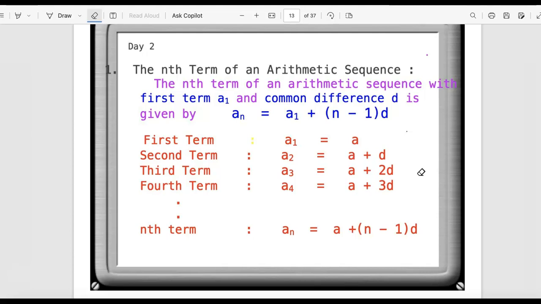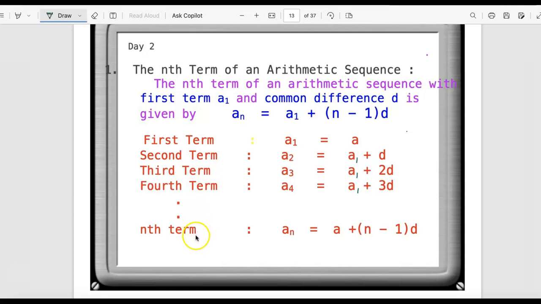Now you are already aware of this. The first term we denote as a1, then the second term is a2, which we write as a1 plus d. Then our third term is a sub 3, which is a1 plus 2d, and the fourth term is a4, which is a1 plus 3d. I will just add a sub 1 over here, like I did in the previous session.